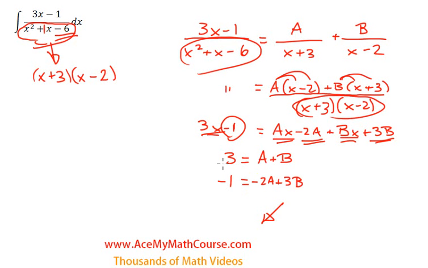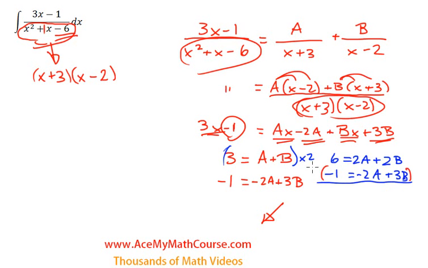Right now, the easiest thing for me to do will probably be to multiply the top equation by 2, so I get 6 equals 2a plus 2b. The bottom I'll just leave the same. And now I can just add them. 6 plus -1 is 5. 2a plus -2a is 0. 2b plus 3b is 5b. Then I can divide both sides by 5, and b is 1.